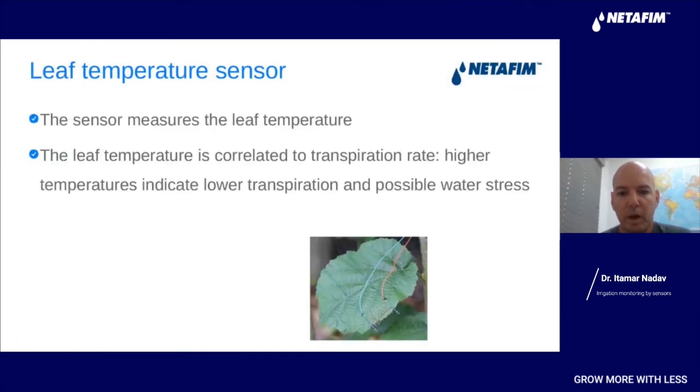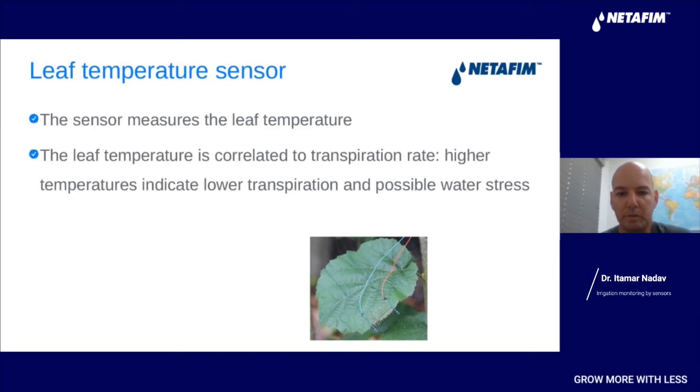And another sensor that we have that can be used for several reasons is leaf temperature, which measures the leaf temperature continuously, and the leaf temperature is correlated to transpiration rate. Higher temperature indicates lower transpiration and possible water stress, and if the temperature is lower, that means that the plant is doing transpiration, and the plant leaf temperature will be lower.